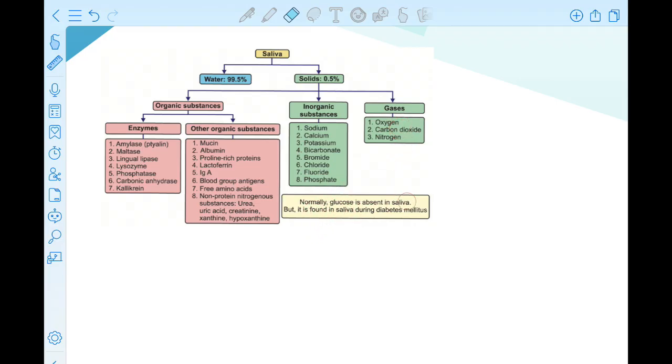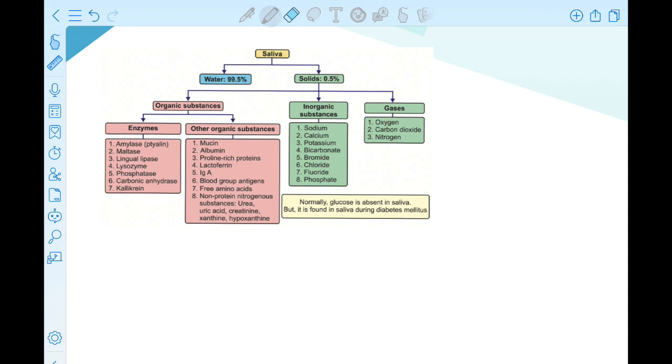See, glucose is absent in saliva, but it is found in saliva during diabetes mellitus. So the presence of sugar or glucose in urine is an abnormality. That is because of diabetes mellitus. Fine. So this is the composition of saliva.